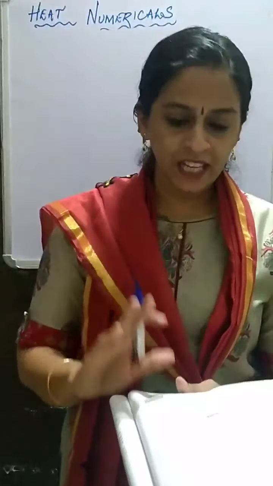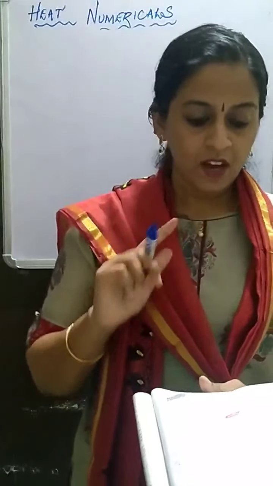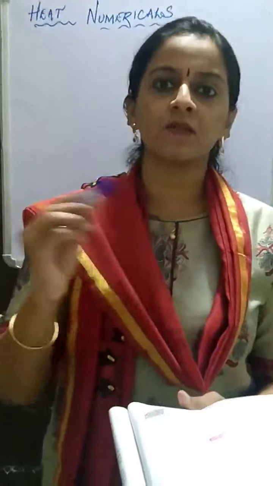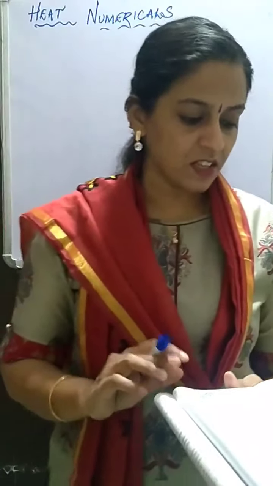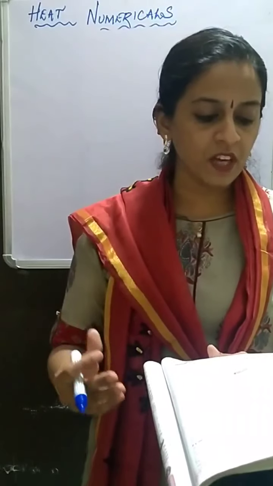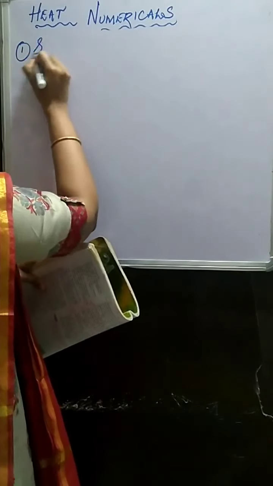So we have two objects. Equal heat is given to two objects A and B of mass 1 gram. Temperature of A increases by 3 degrees Celsius and the temperature of B by 5 degrees Celsius. Which object has more specific heat and by what factor is the question. So let us consider. Write down the solution.